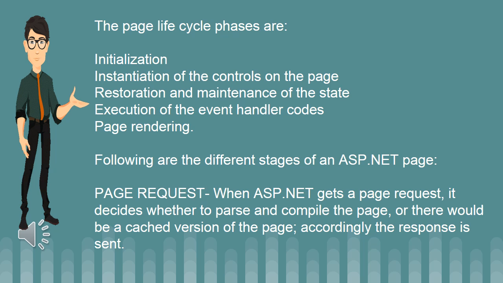Following are the different stages of an ASP.NET page. Page request. When ASP.NET gets a page request, it decides whether to parse and compile the page, or there would be a cached version of the page. Accordingly, the response is sent.